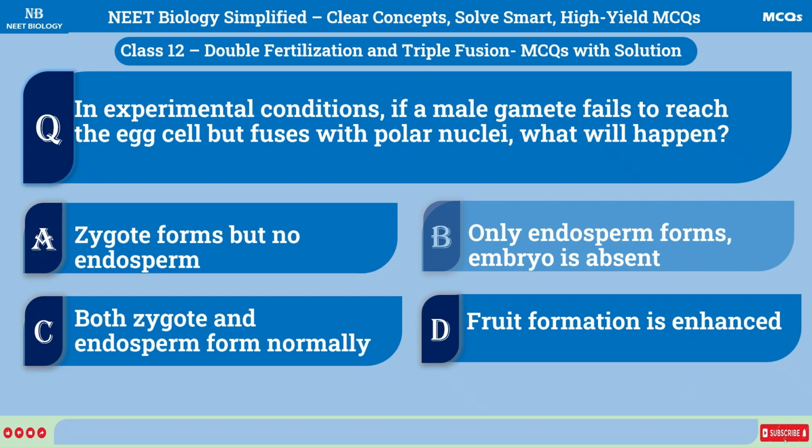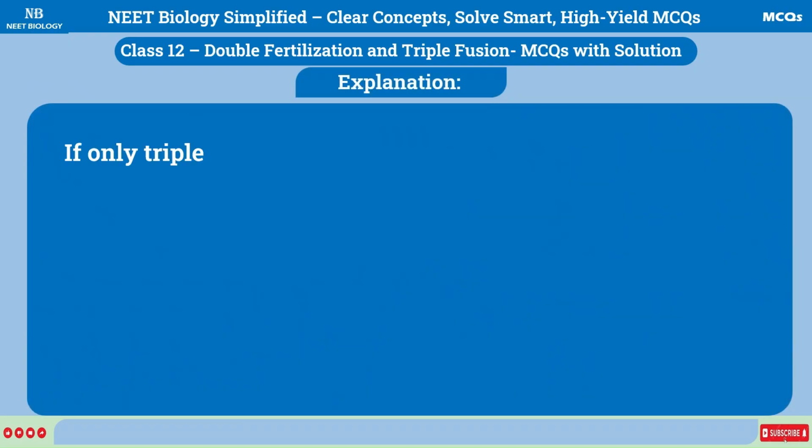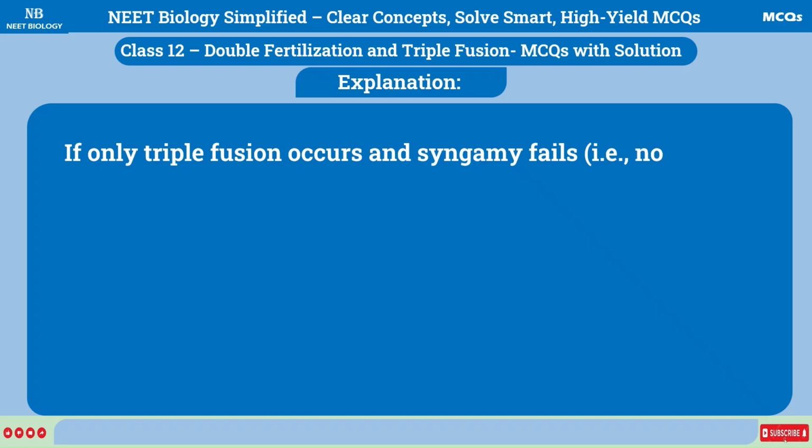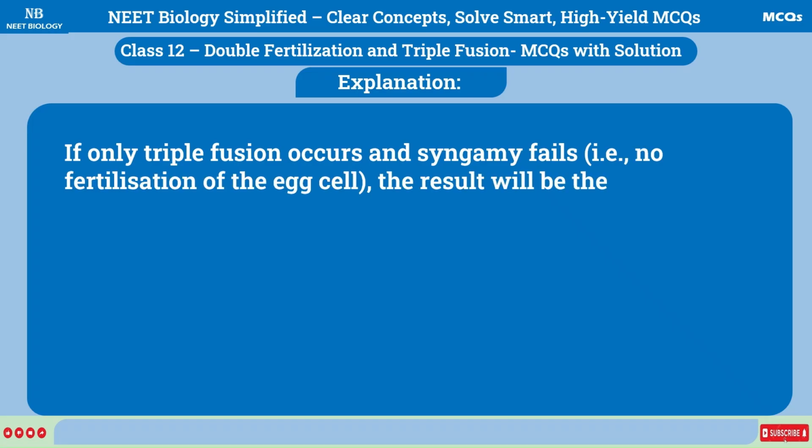Correct answer is B. Only endosperm forms, embryo is absent. Explanation: if only triple fusion occurs and syngamy fails, i.e., no fertilization of the egg cell, the result will be the formation of the endosperm but not the embryo. Option B accurately reflects this.